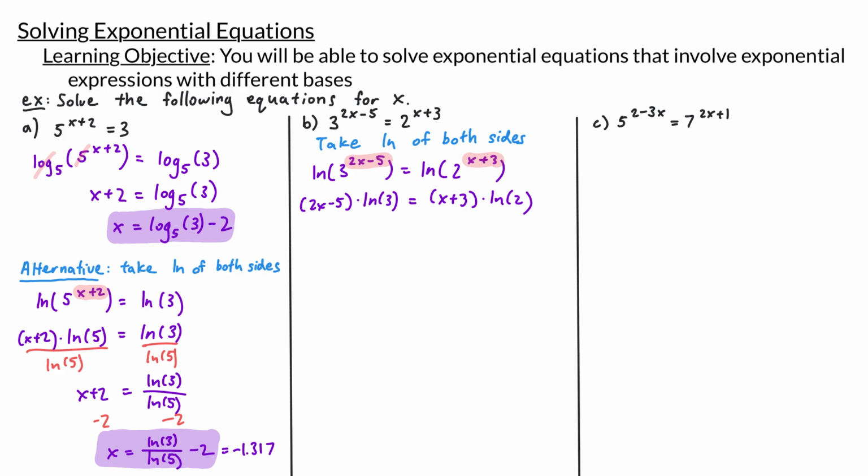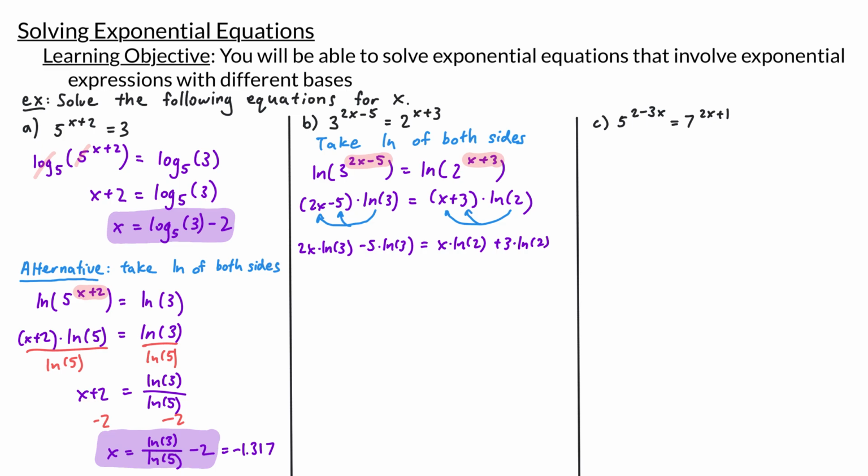Now, in order to do that, we need to first distribute. We'll distribute the ln of 3 inside the parentheses and the ln of 2 inside the parentheses. This is going to give us 2x times ln of 3 minus 5 times ln of 3 equals x times ln of 2 plus 3 times ln of 2.